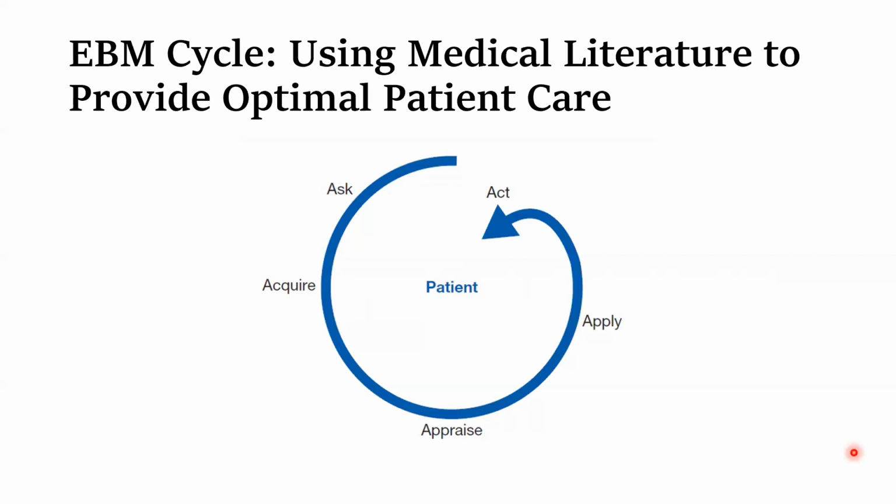This is the EBM cycle, and this is how we use the medical literature to provide optimal patient care. You ask, acquire, appraise, apply, and act. And this is a patient-centered process. In asking, you formulate a clear clinical question based on a patient's clinical situation or dilemma. Then you acquire evidence by searching the literature for relevant clinical articles and choosing the most appropriate and up-to-date.